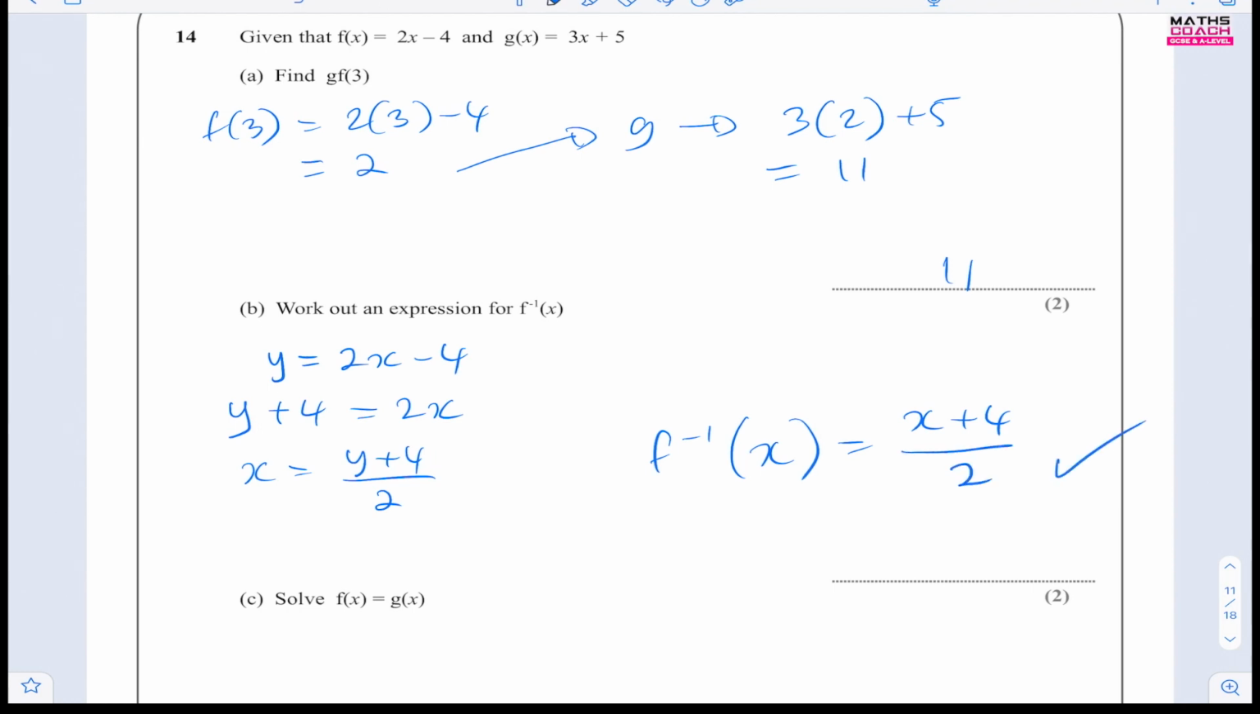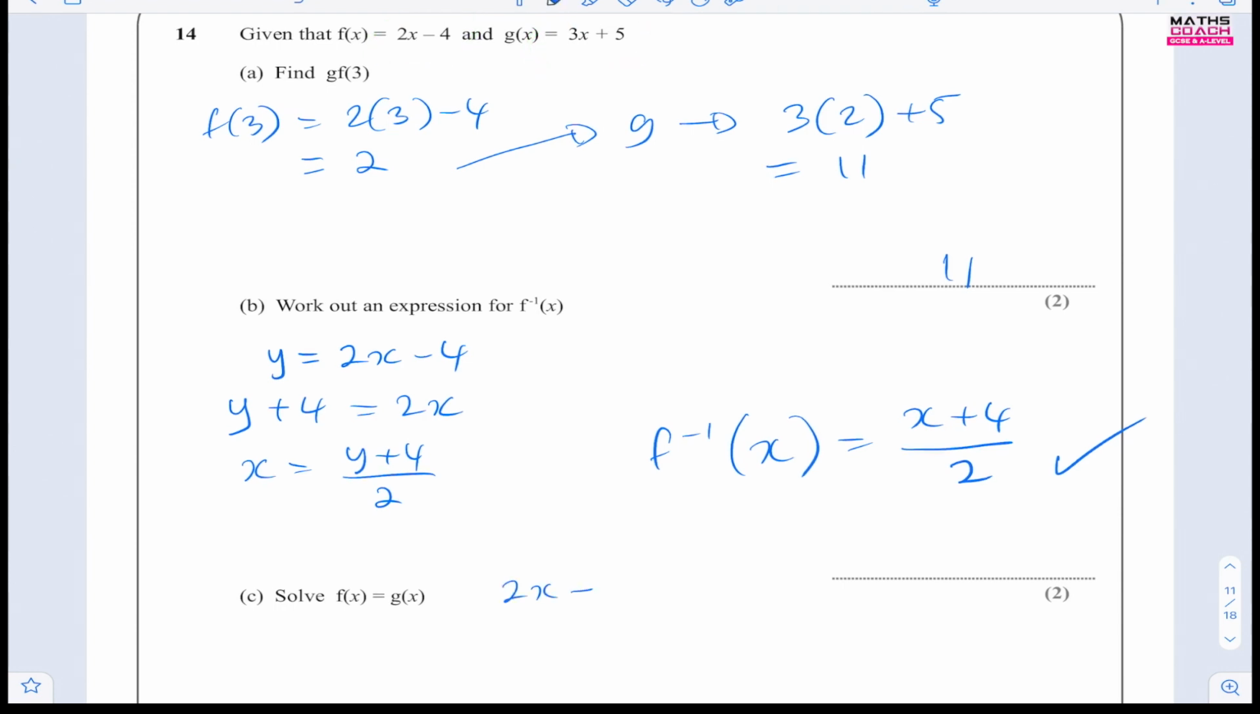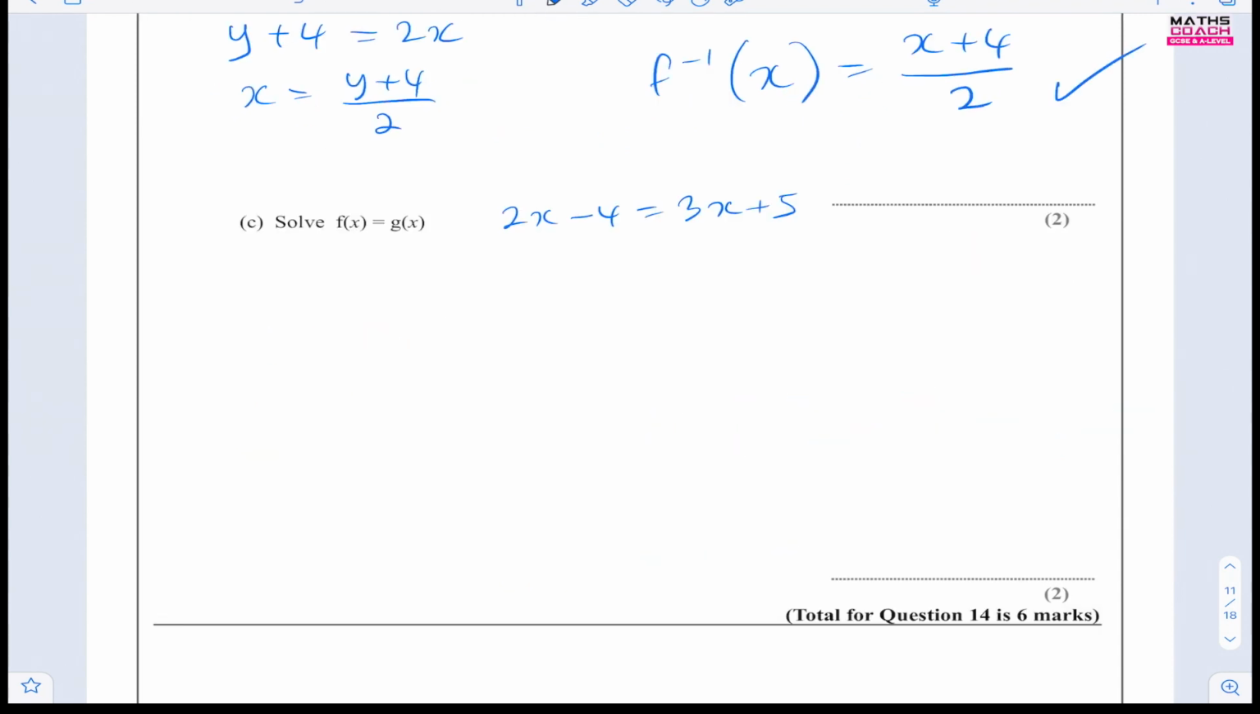And lastly, it says solve f of x is equal to g of x. So we just need to equate these two expressions. So therefore 2x minus 4 is going to be equal to 3x plus 5. And we go ahead and just solve this now.